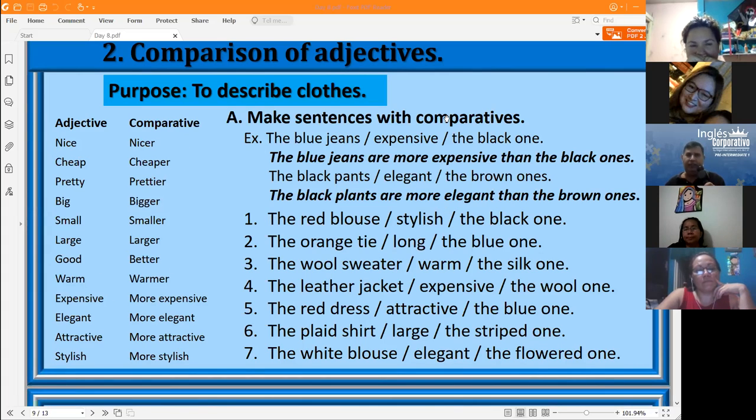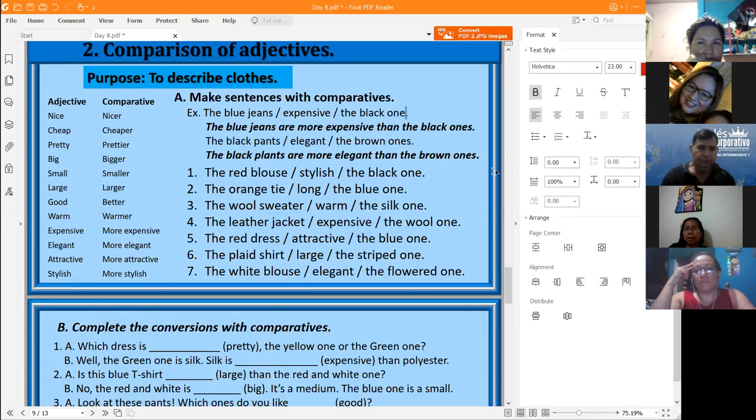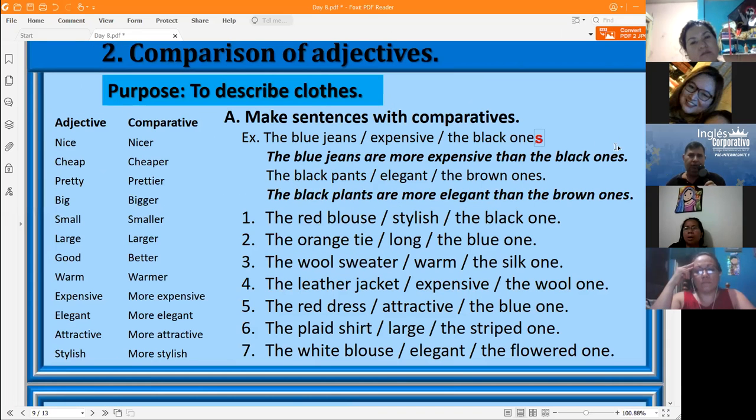Okay, make sentences with comparatives. Example: the blue jeans are more expensive than the black ones. Here, there is an S missing in ones because jeans is plural. Let me add it here. Okay, jeans is plural, right? So it has to be the black ones. Like the example, the blue jeans are more expensive than the black ones.